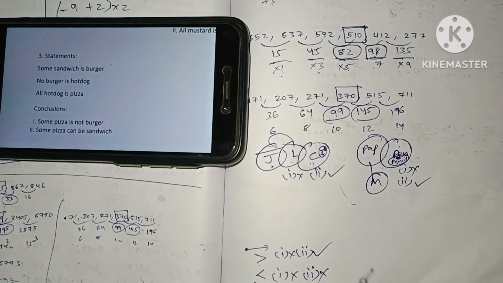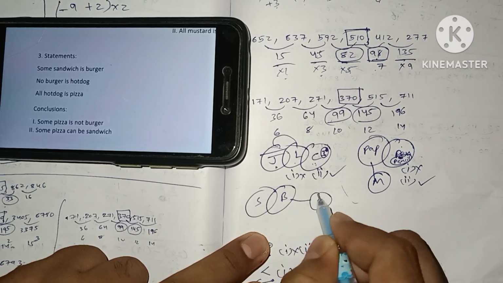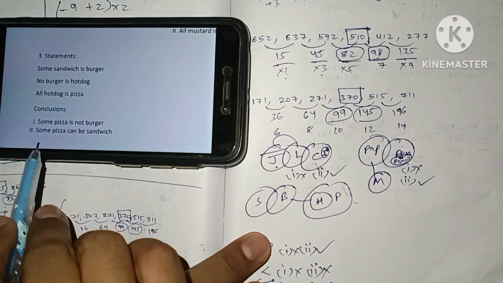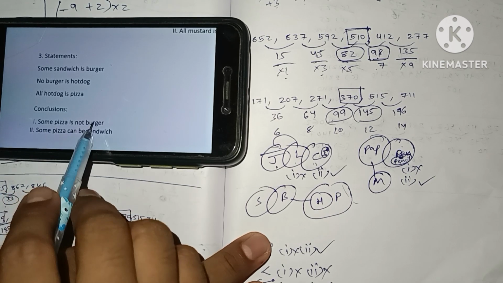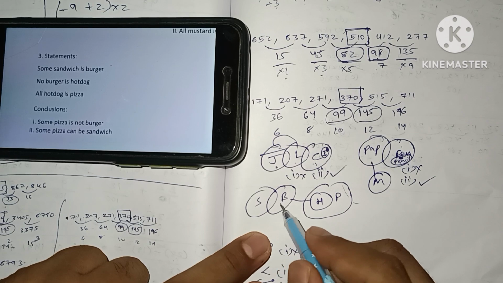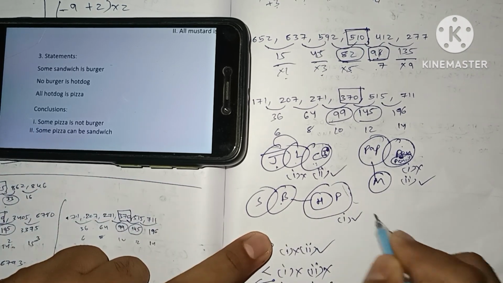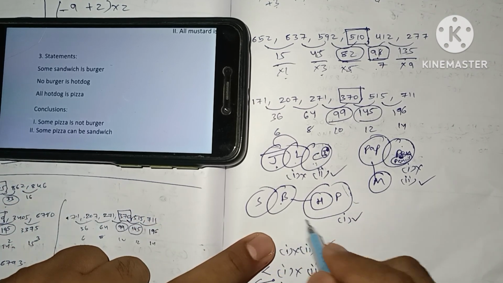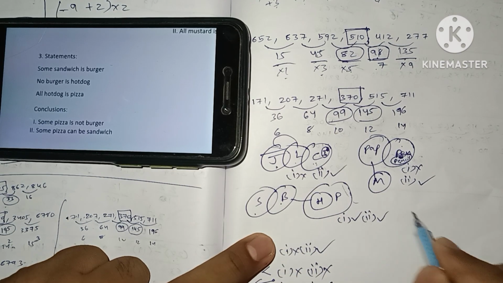Some sandwich is burger. No burger is hot dog. All hot dog is pizza. Let's see conclusion. Some pizza is not burger. We see not here. So we check all pizza can be burger or not. All pizza can be placed inside burger. It is not possible. All case fails means some not case is true. Next, some pizza can be sandwich. Some part of pizza can share with the sandwich. It is possible. So second conclusion is true.